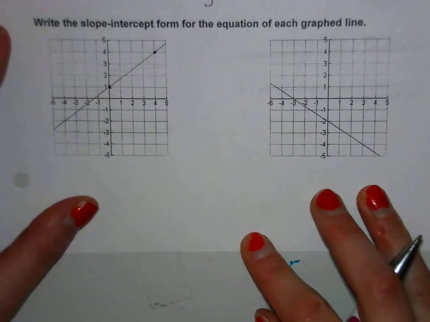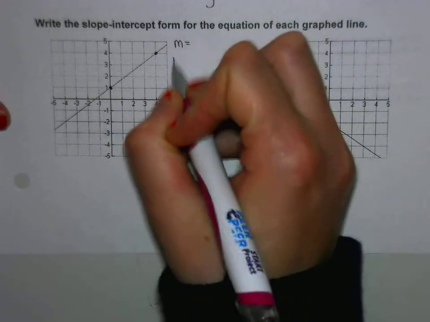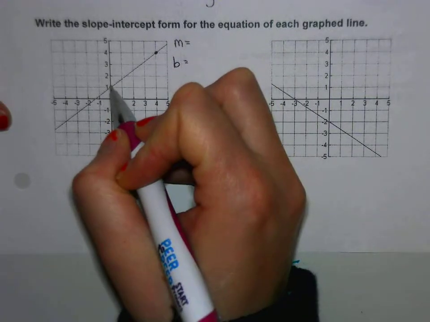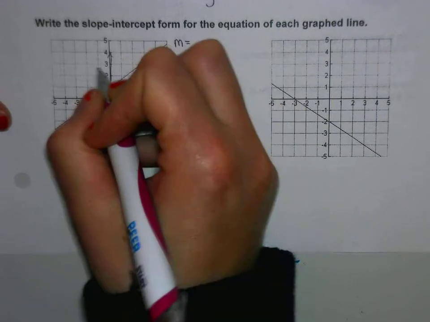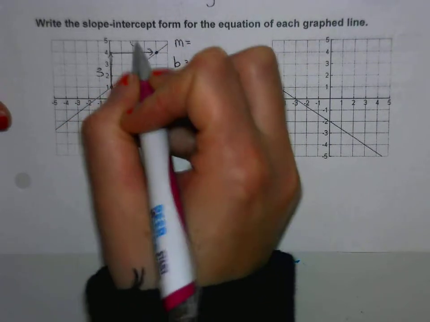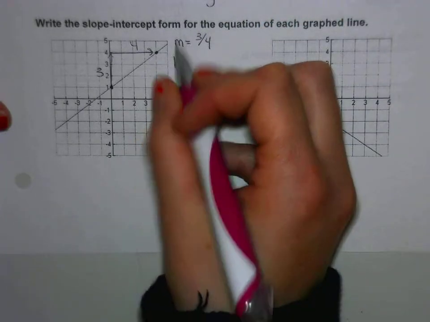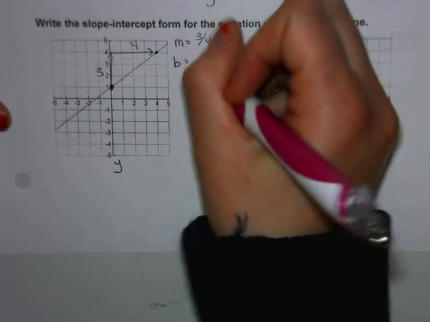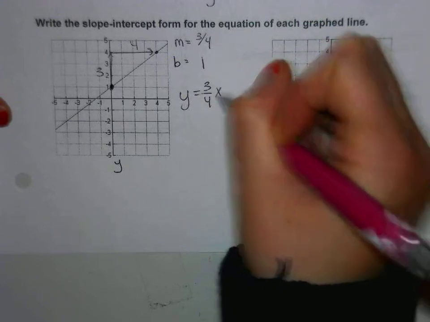So now what happens when we're given a graph and we want to write the slope-intercept form for each of the graphs? So we still need to know and identify our slope and our y-intercept. So on our graph we want to look at slope by doing our rise over run. So if we start at our left point, we're going up 3, and we're running over to the right 4. So we have a slope of 3/4. Our y-intercept is where the line crosses our y-axis, and it crosses it at a positive 1. So we have y equals 3/4 times x plus 1.